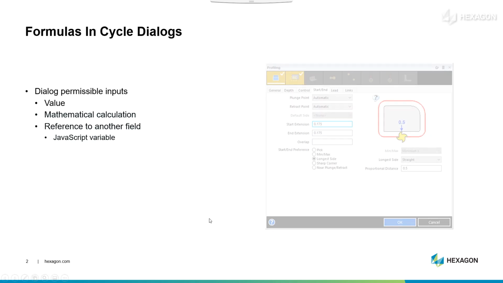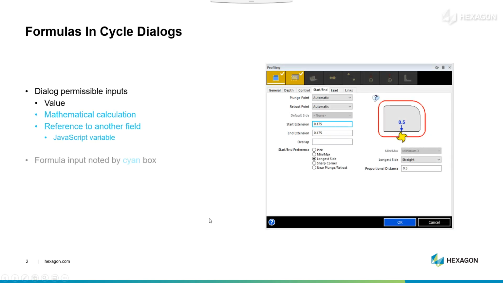In the dialog example shown here, notice the profile start extension field. The cyan colored box around this field signifies a formula. Now we don't know just by glancing exactly what that formula is, but we can click in the start extension field at any point, whether it's at 2 minutes or 2 months from now, and we can see what the formula is and alter it if needed.